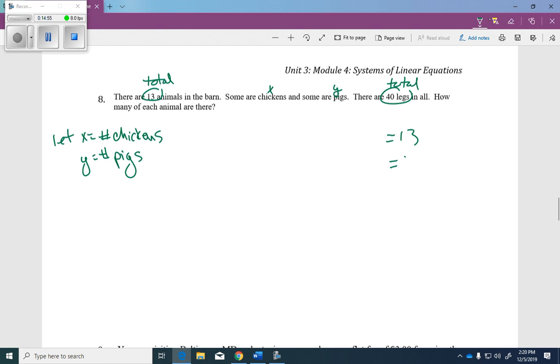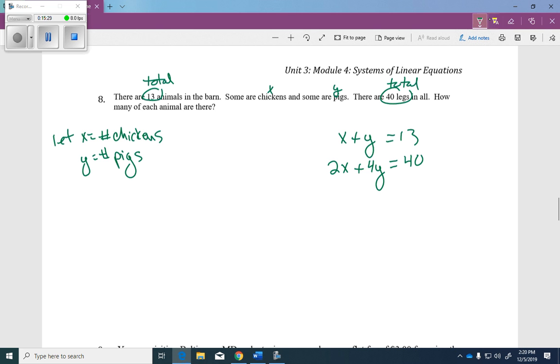So I have 2 totals. The total of 13 comes from the animals, and my let statements are the animals, so just an x plus a y. But the 40 comes from some hidden numbers. You know how we always take a number and put it with the variable? So we have to think about what number goes with the x. Well, they're talking about legs, and x is for chickens. So how many legs do chickens have? Yeah, 2. And then how many legs do pigs have? 4. And then here's your system.